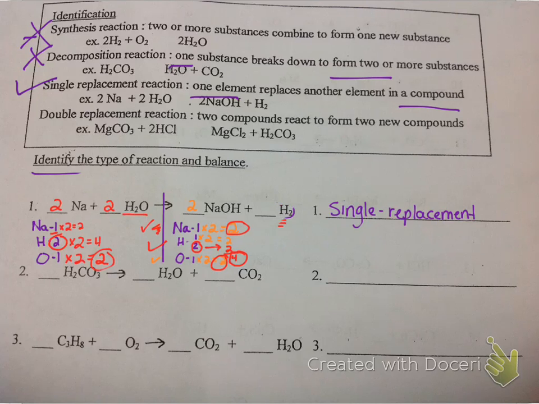If it helps you, you can put a coefficient of 1 in front of the hydrogen over here, but you don't need to. If there's no coefficient, it's implied that it's a 1.